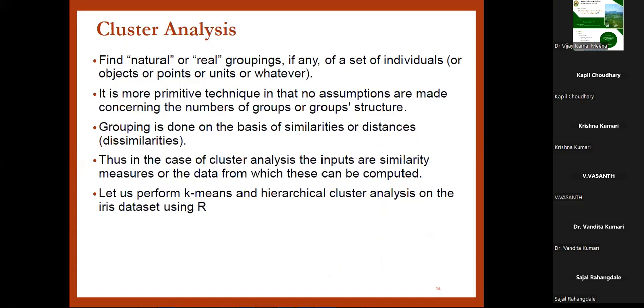So let's move to cluster analysis. Can we take a break of 5 minutes? Ma'am, no problem. Okay, let's take a break for 5 minutes. Then I will start with this cluster analysis.